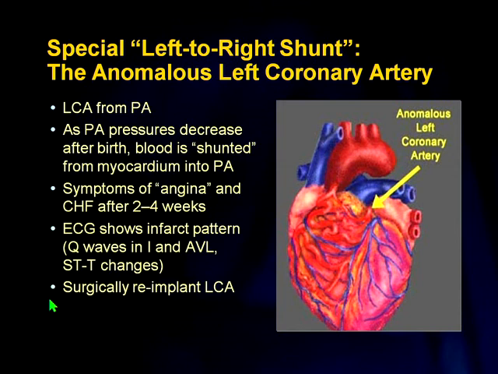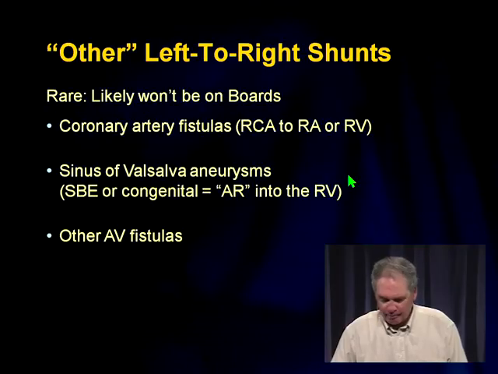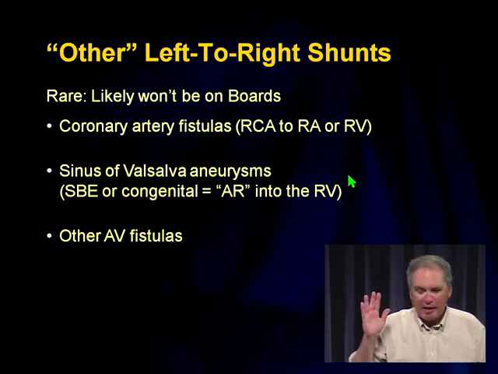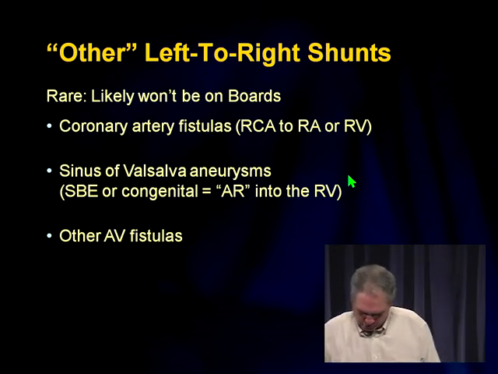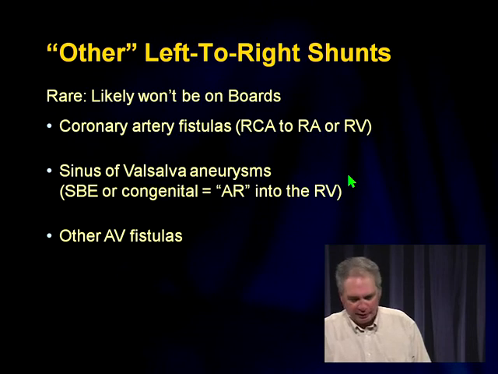So a board question: a 2 to 4 to 6 week old baby with crushing chest pain when feeding, think of anomalous left coronary artery. EKG will show an infarct pattern, and surgery is mandatory to implant this abnormal coronary back into the aorta. Anomalous left coronary artery. There's others that you have in your notes you're not going to be asked about, but I wanted you to have them for completeness sake.